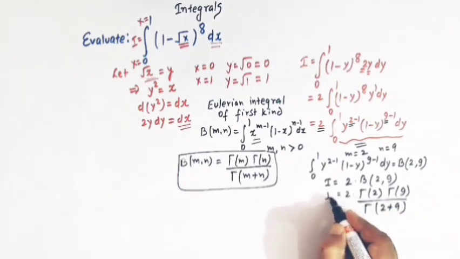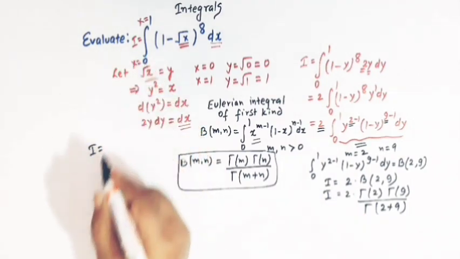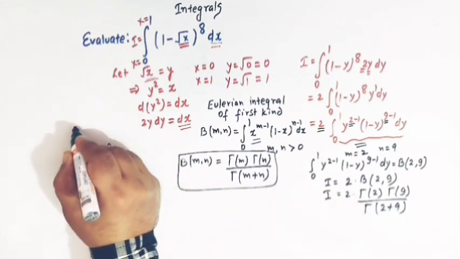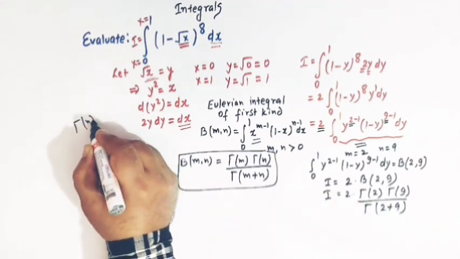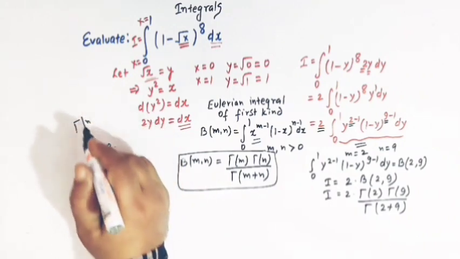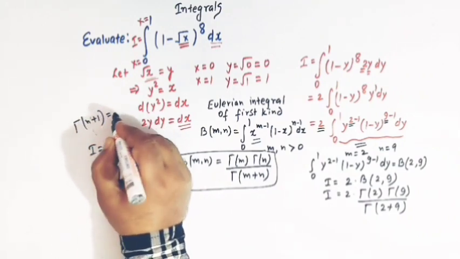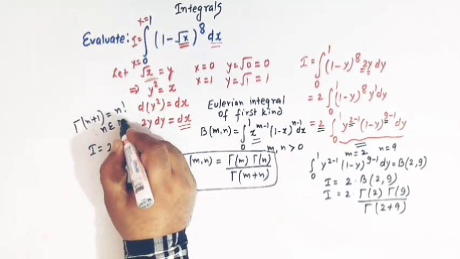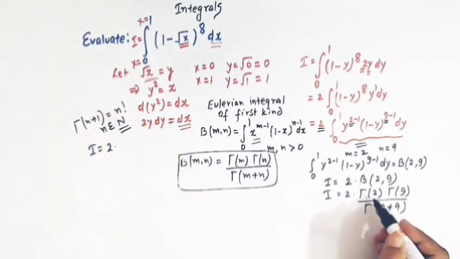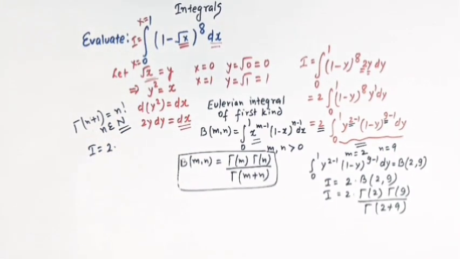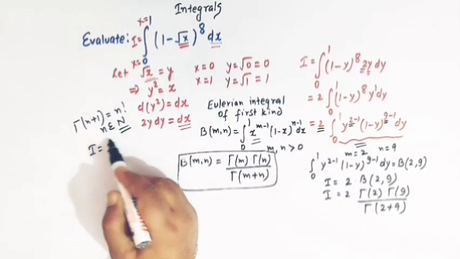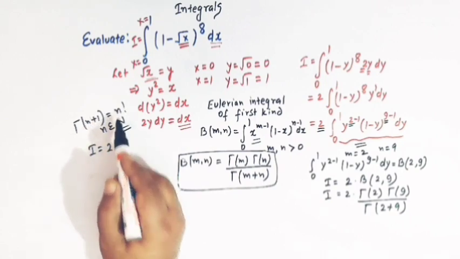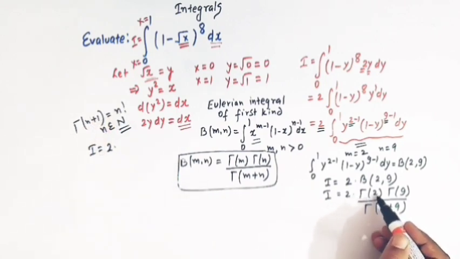Right? So now we can write this integral I as 2 times gamma of 2, and we know that gamma of n plus 1 is defined as n factorial, right, where n belongs to the set of natural numbers. So when n belongs to the set of natural numbers, then gamma of n plus 1 is equal to n factorial. So here we have gamma of 2, right?